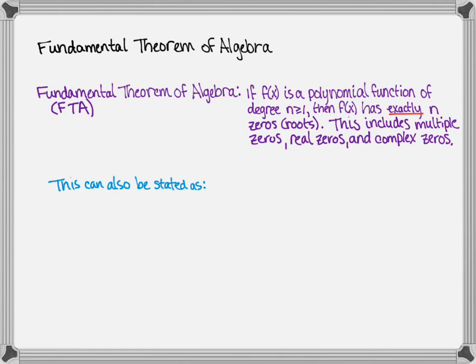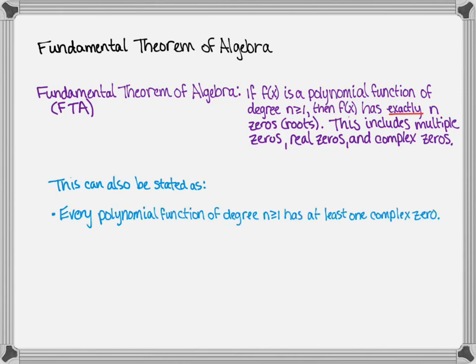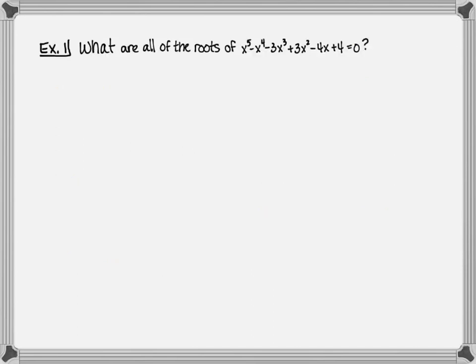This theorem can also be stated as: every polynomial function of degree n greater than or equal to 1 has at least one complex zero. Or also, every polynomial of degree n greater than or equal to 1 has n linear factors. So let's look at an example where we use this theorem.